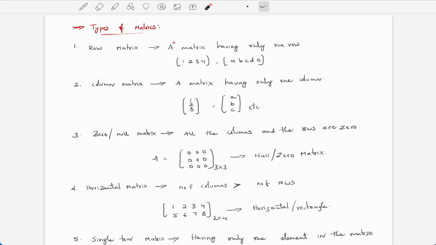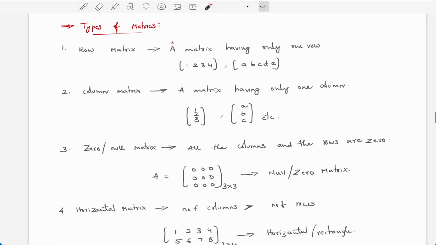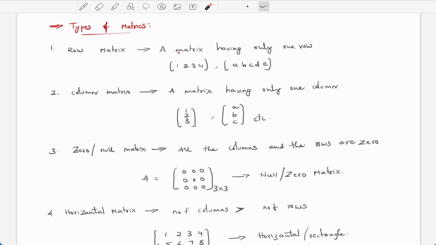So what is a row matrix? Like a matrix having only one row.